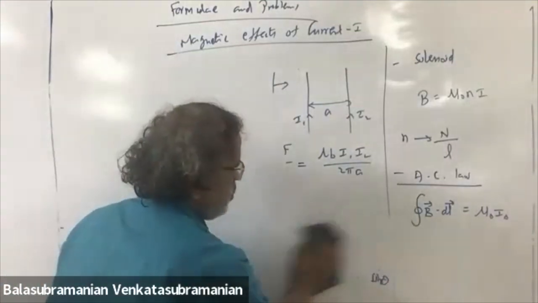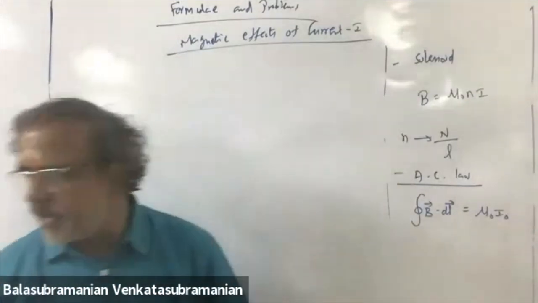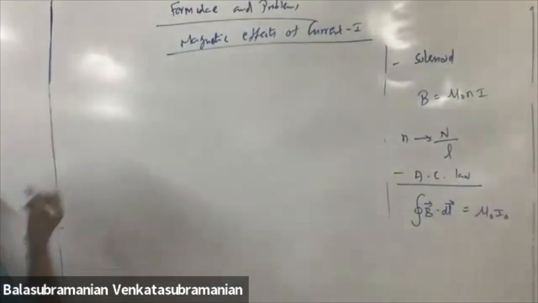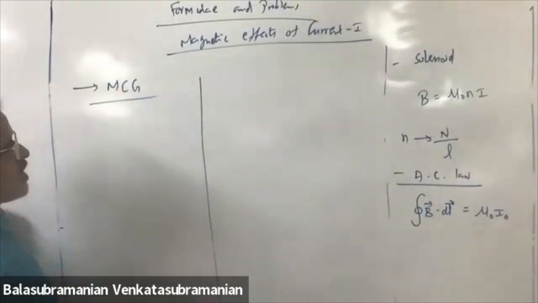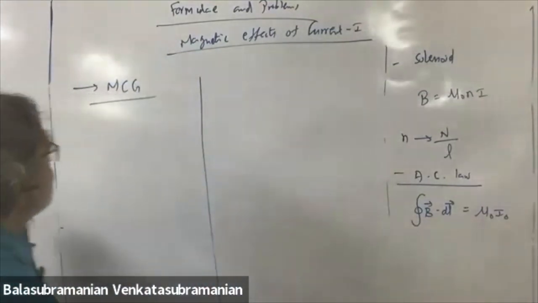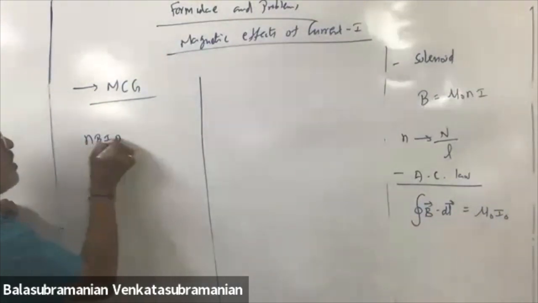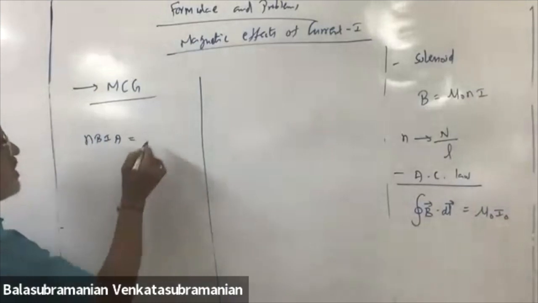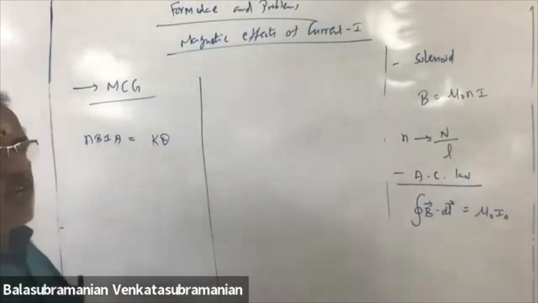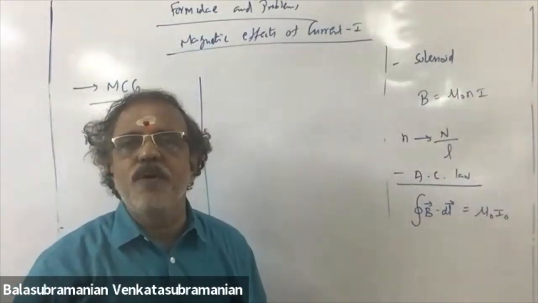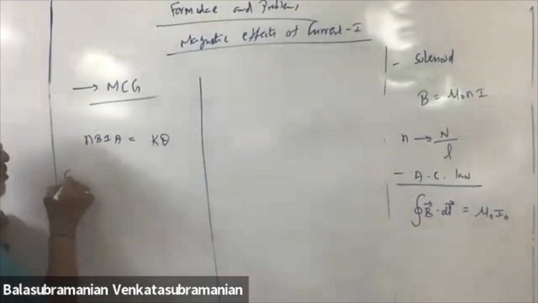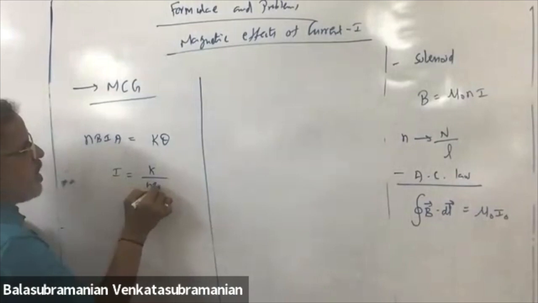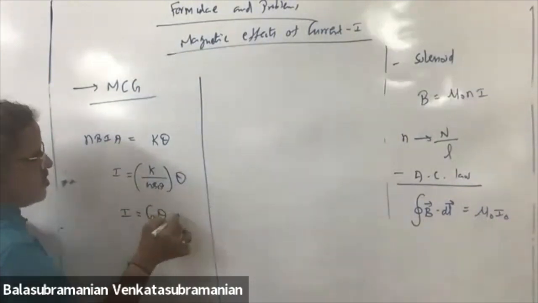Moving coil galvanometer. In the case of a moving coil galvanometer, two couples are acting. One is the moment of deflecting couple, that is torque, which is equal to the moment of restoring couple, that is K theta. K is called torque constant or torsional constant or couple per unit twist. Anything you can take. From that you are calculating I is equal to K by NBA into theta. That is I is equal to G theta.